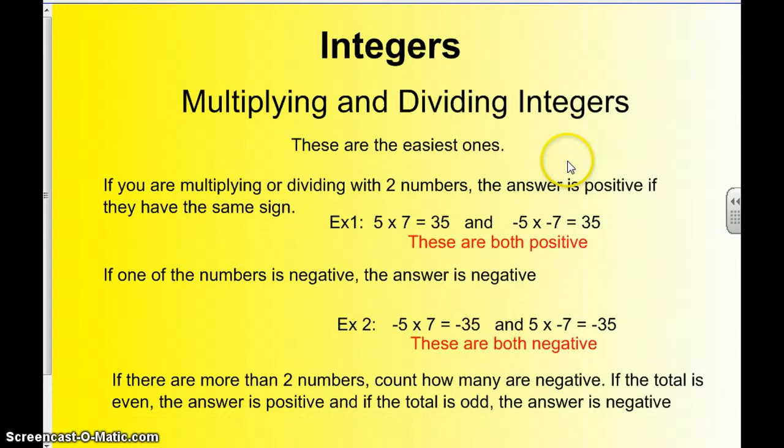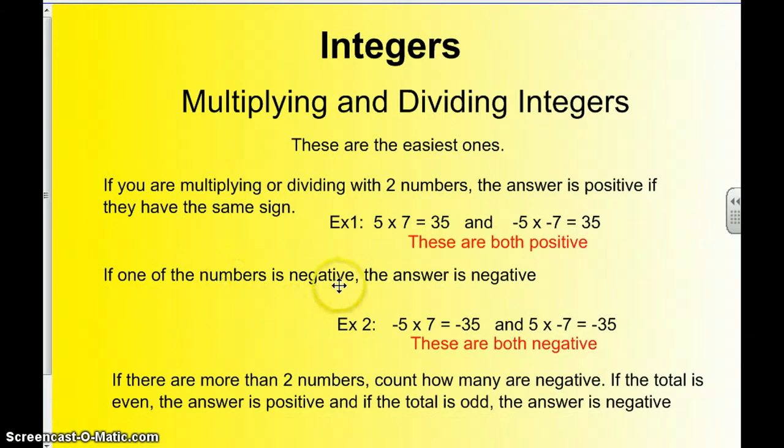Multiplying and dividing integers are the easiest. I know you learned how to multiply and divide after you learned how to add and subtract, but the rules for these ones are easier. All you have to do is, if you're multiplying or dividing two numbers, the answer is positive if they have the same sign. So 5 times 7 is 35. And negative 5 times negative 7 is also 35. They're both positive because they have the same sign. I'm not telling you why right now. I'm just telling you that's the rule.